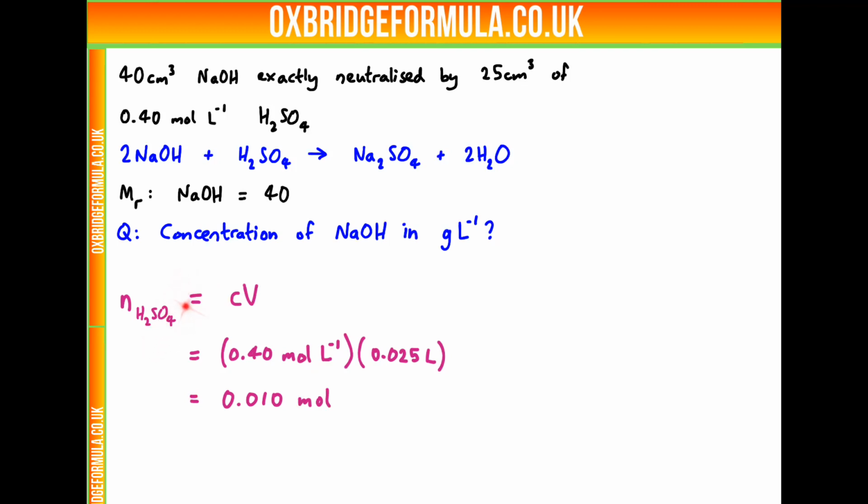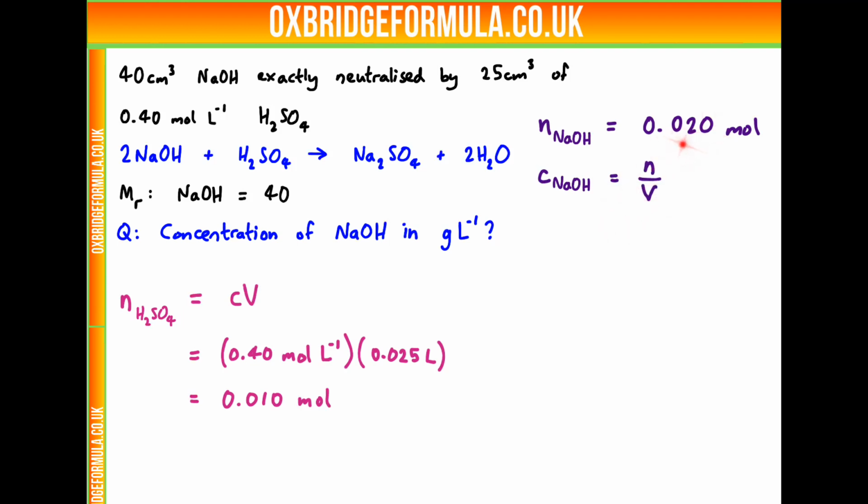Now, from that, can we work out the number of moles of sodium hydroxide that were involved in this reaction? So we can see from this equation that we're given that it's a 2-to-1 ratio of hydroxide to acid. And so we multiply this value by 2 to get our number of moles of sodium hydroxide. That is 0.02. So we're now in a position to work out our concentration. How can we do that? Well, we have the number of moles, we have the volume, so let's divide one by the other.